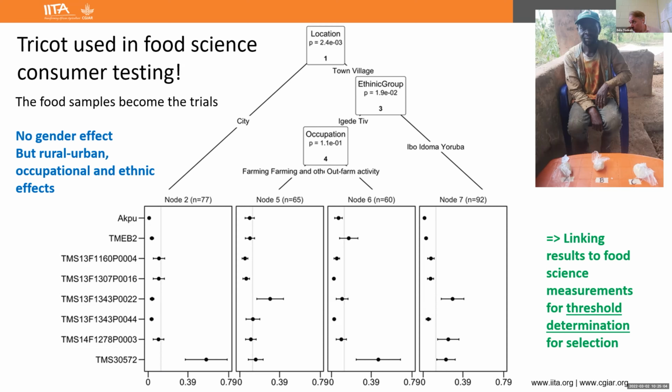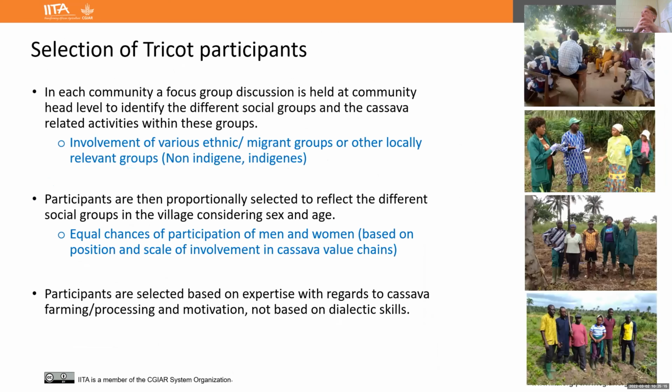And this is important information because we can link that to food science measurements and panel data for threshold determination. So then I will go to the selection of the tricot participants, and how socially inclusive it is.